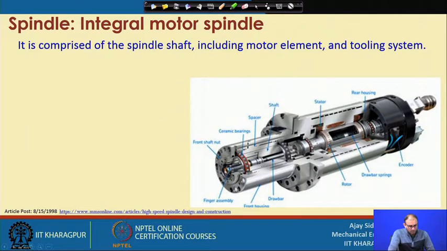So, what are the different components? This is one of the general views of the integral motor spindle. So, it comprises the spindle shaft. So, now this is the spindle shaft, whatever we are looking at in this part. And that will continue till you get the motor, that means the electrical power supply, including motor elements and the tooling system. So, here we are attaching the tooling at this location.